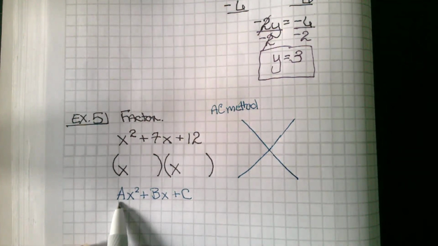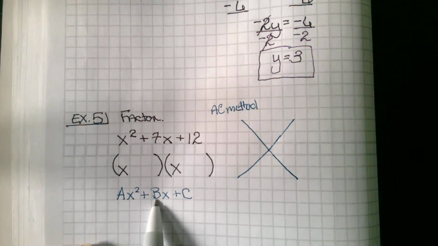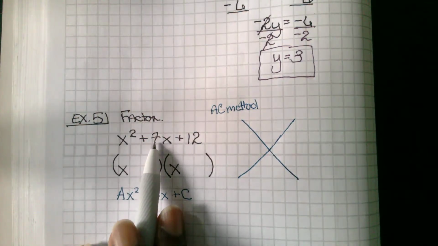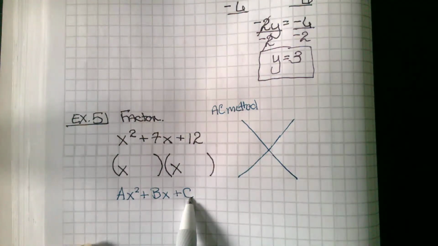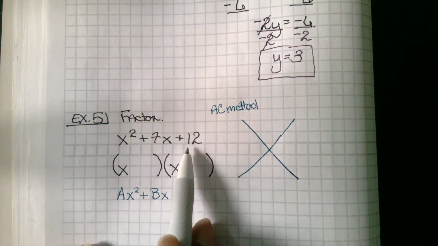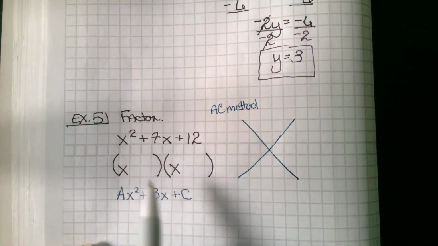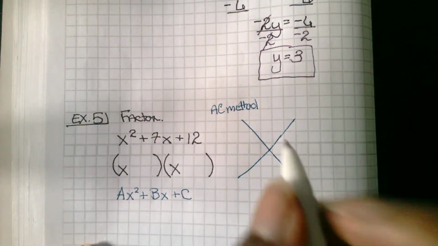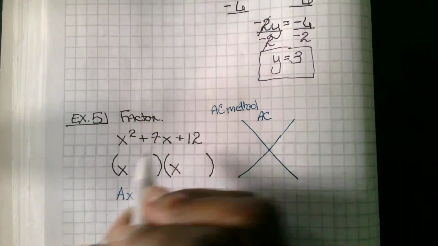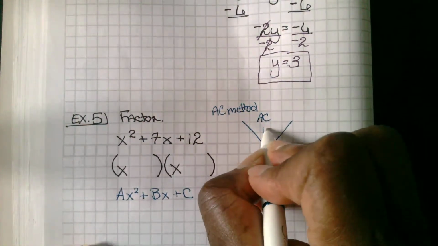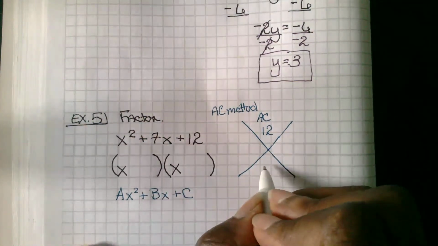So the coefficient, or the number that's in front of your x squared, is going to be your a. The coefficient in front of your x, that's going to be b, plus its sign. And the constant, the one that's not next to an x or y or any letter, that's going to be on the end. That's your c. So our a is 1, our c is 12. The reason why they call it the AC method is because you're going to multiply your a and your c. So 1 times 12 gives me 12. And you're going to rewrite your b. Our b is a positive 7.